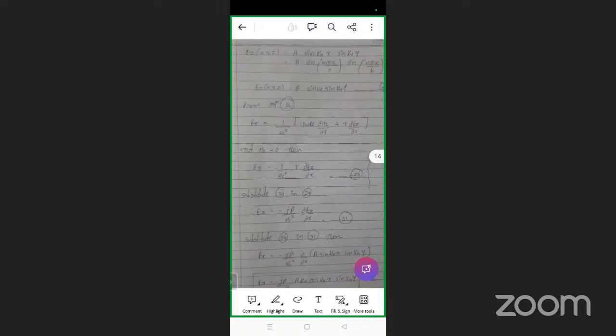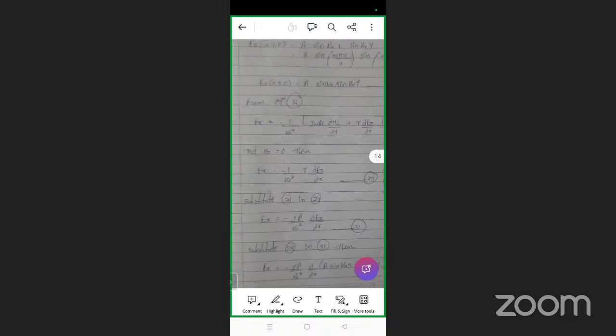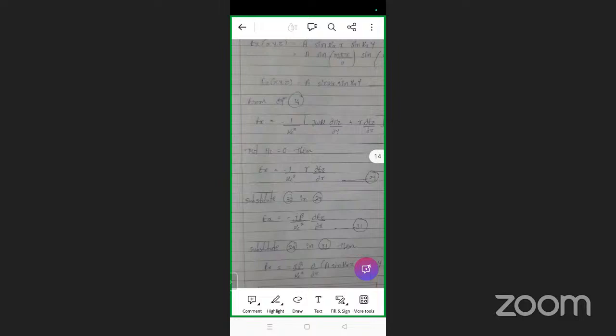From equation 14, again I wrote equation 14. In this equation 14, I am keeping Hz equal to 0. If I place Hz equal to 0, what happens? First term becomes 0. Only second term is left. Ex equal to minus 1 by kc square gamma times of dou z by dou x.